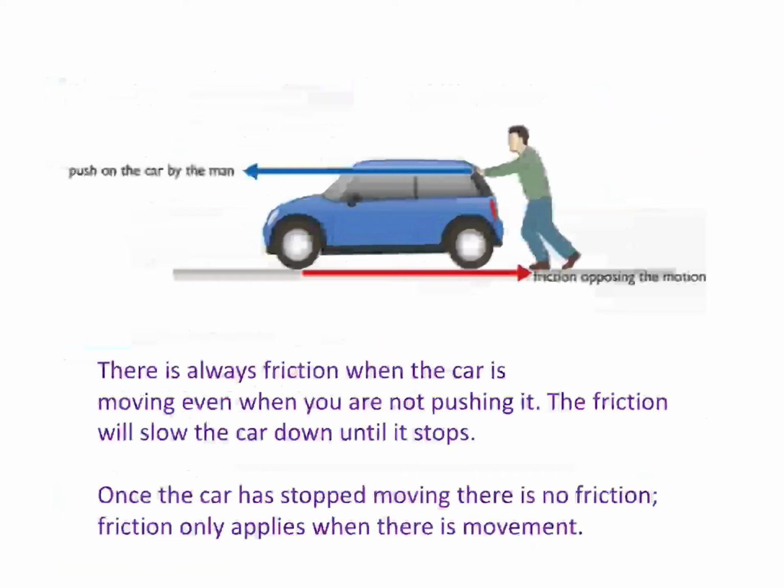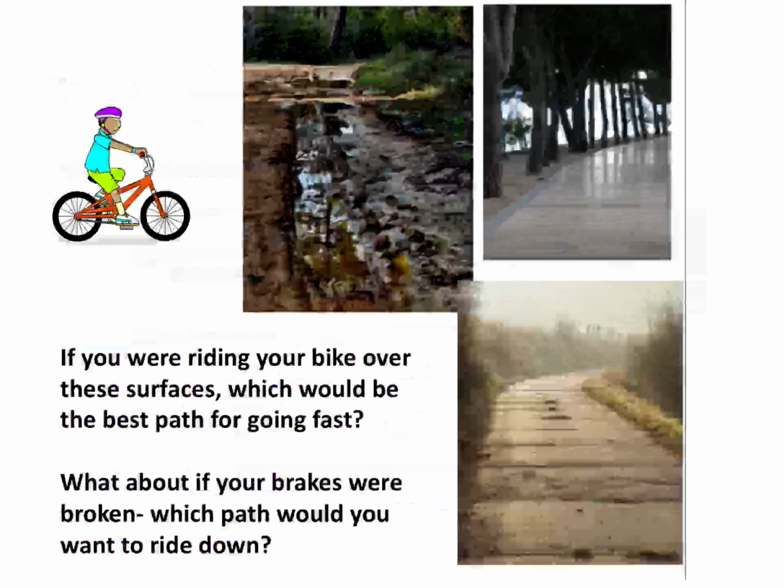So once, say you've pushed the car and then you've let go of it and now it's moving on its own, there is still friction. And the friction will cause the car to slow down until it eventually stops. Once the car has stopped moving, there is no friction at all. Okay, so friction only applies when there is movement. So when you're pushing something or it's moving on its own, then there is friction because there's movement. But when the friction gets so much that it stops, that means that there is no friction anymore.